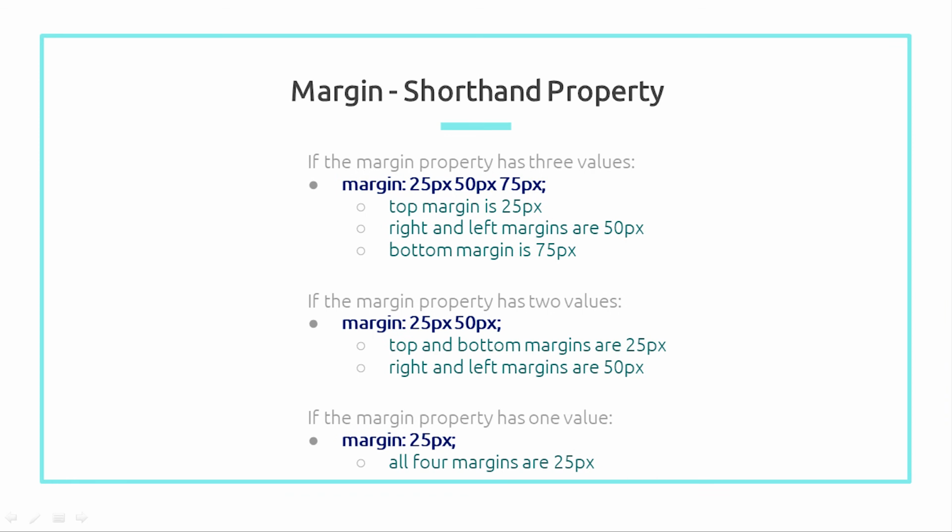If the margin property has three values: margin: 25px 50px 75px. Top margin is 25px, right and left margins are 50px, bottom margin is 75px. If the margin property has two values: margin: 25px 50px. Top and bottom margins are 25px, right and left margins are 50px. If the margin property has one value: margin: 25px, all four margins are 25px.